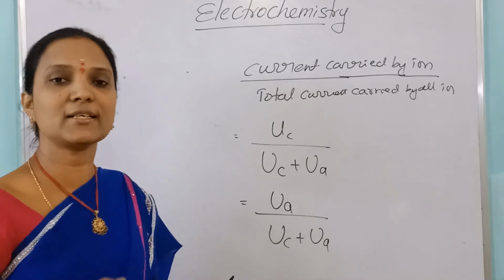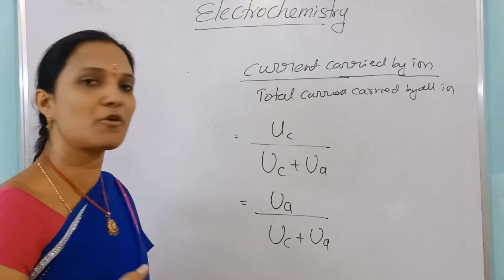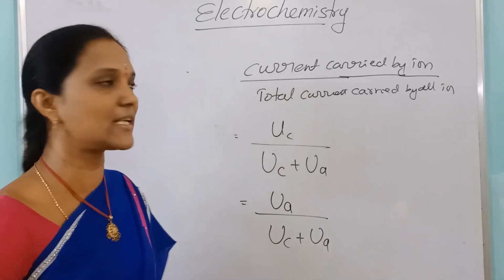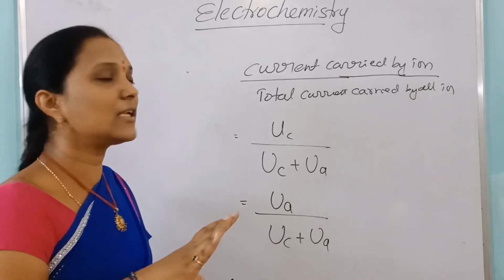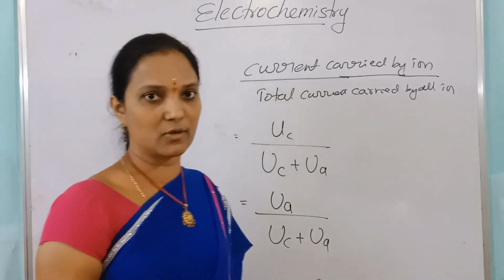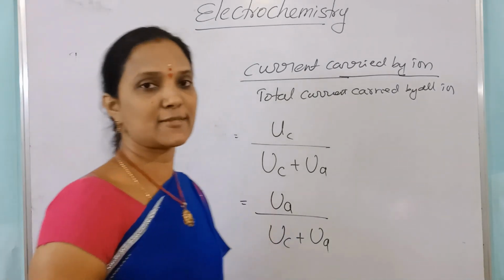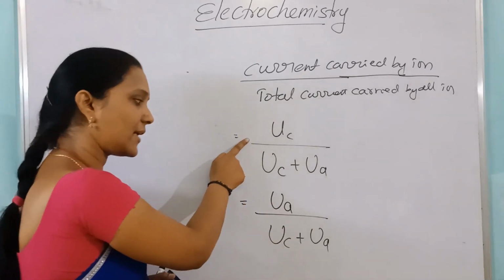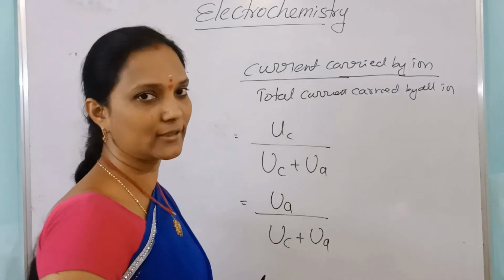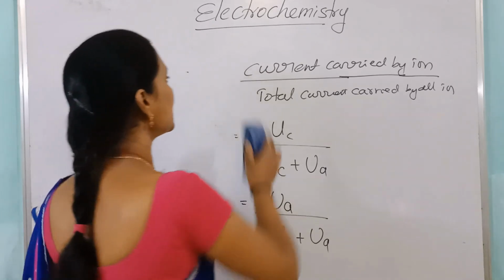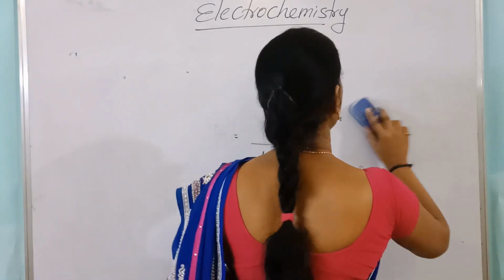Here in electrolytes, current flows because of the movement of ions. The current carried by one ion divided by the total current carried by all the ions, that ratio is the transport number. Transport number of cation, transport number of anion. How do we calculate that? What is the formula? Next one is the volume of dilution.